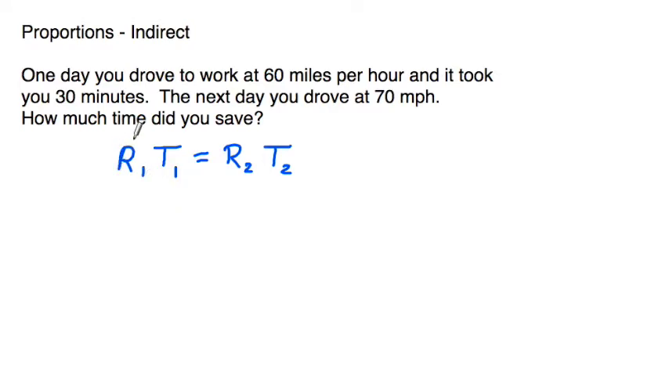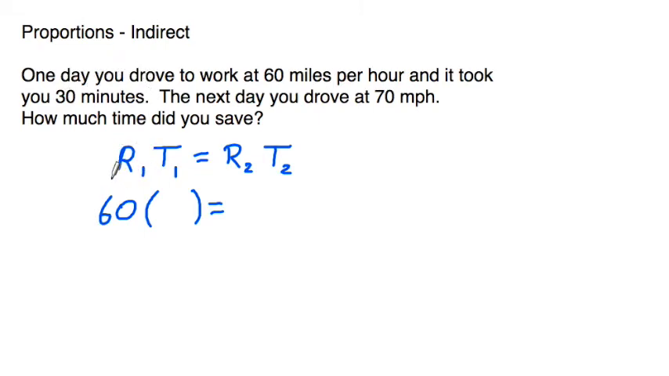As this speed goes up, this time should have to go down to keep the equality valid. All right, so let's plug in what we have. We have 60 miles per hour for rate 1, and time 1 becomes a little, you have to think about it for a second. One way of dealing with this is 30 minutes.